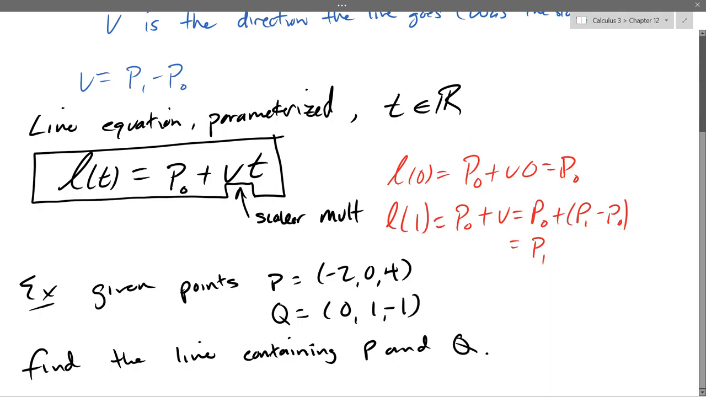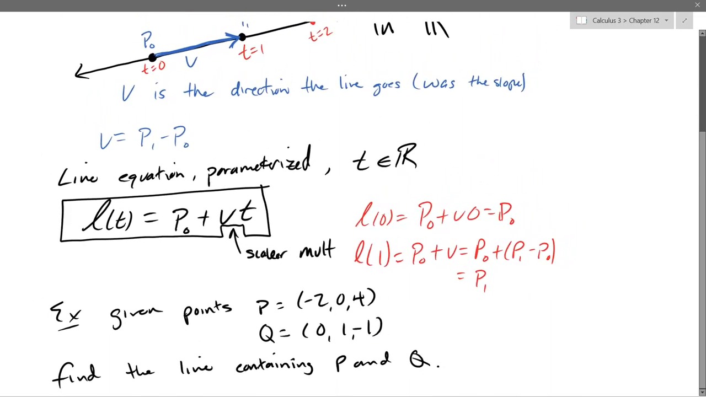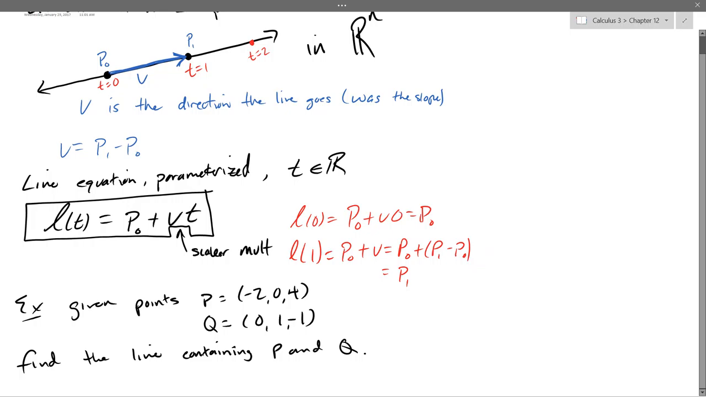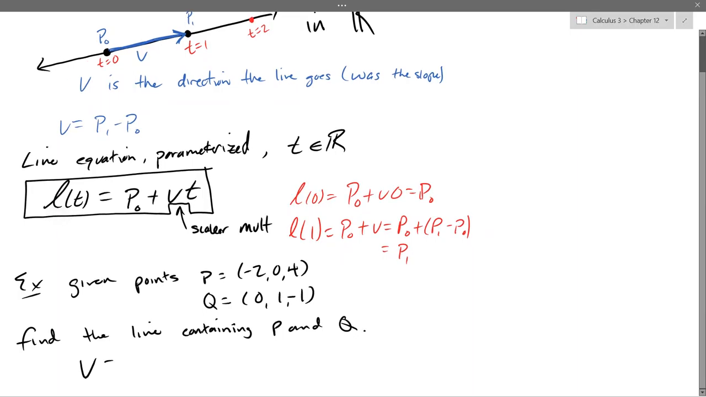So find the line containing p and q. So do that right now. Don't bother graphing. No point. The only picture you really need is the one that I drew right at the top. That's the only picture you really need. So you need a direction of vector v.